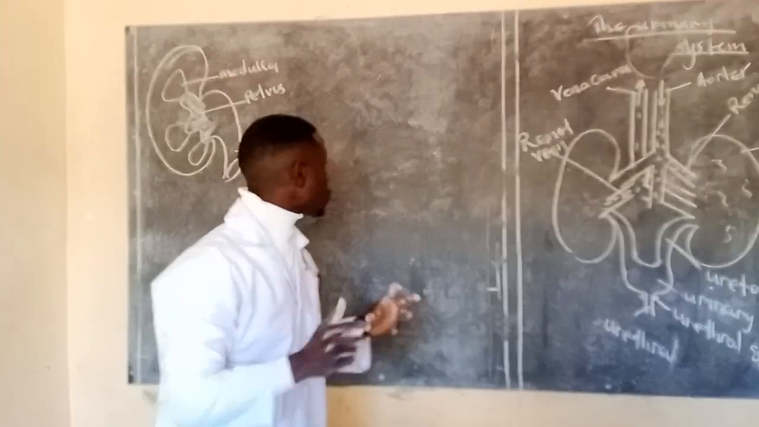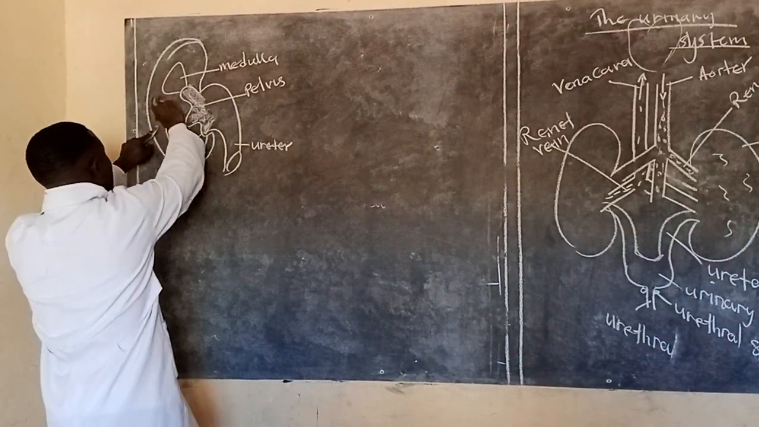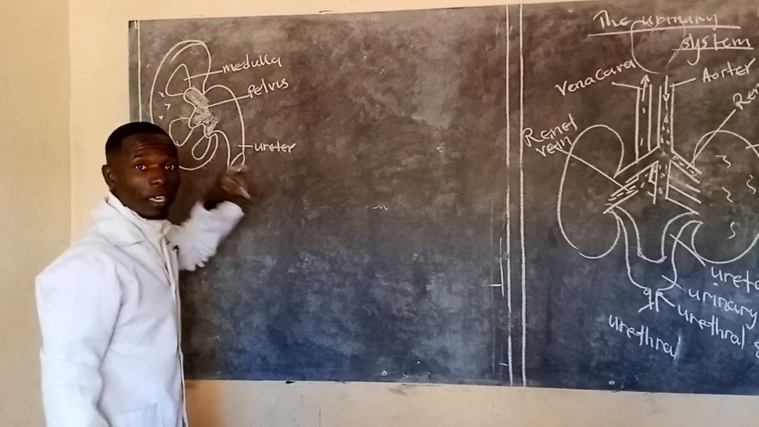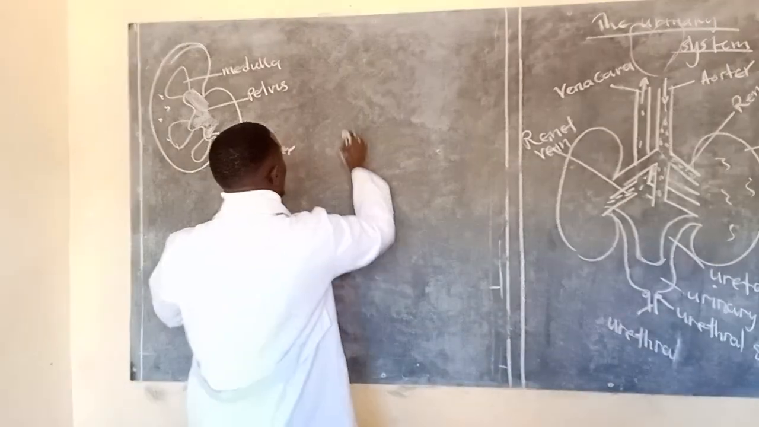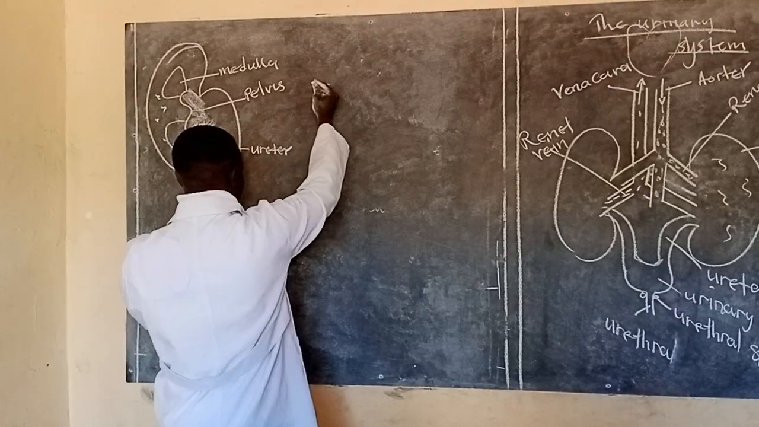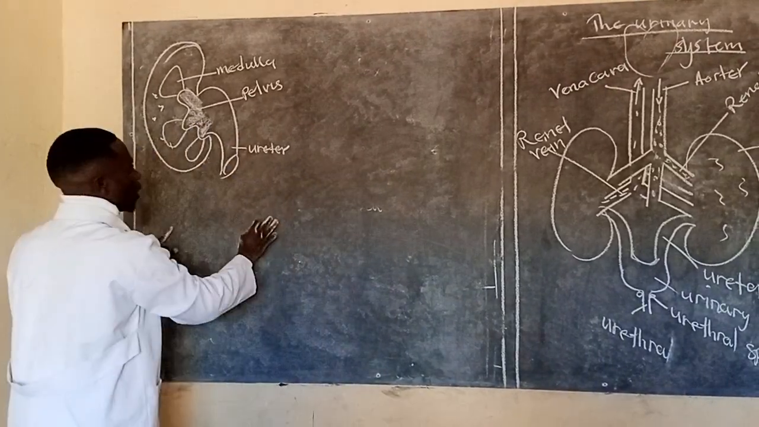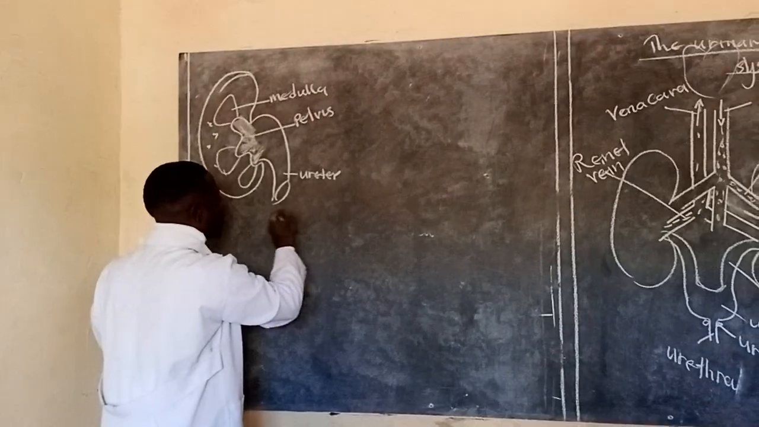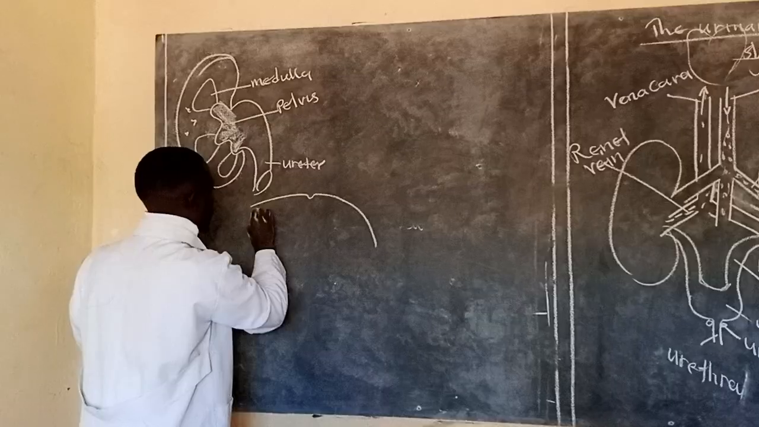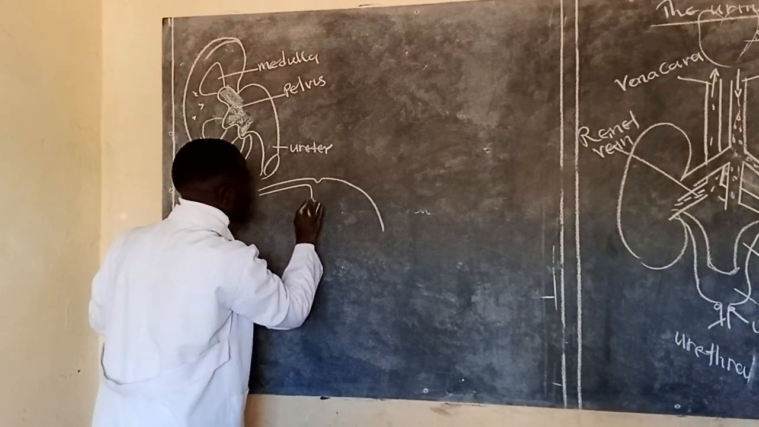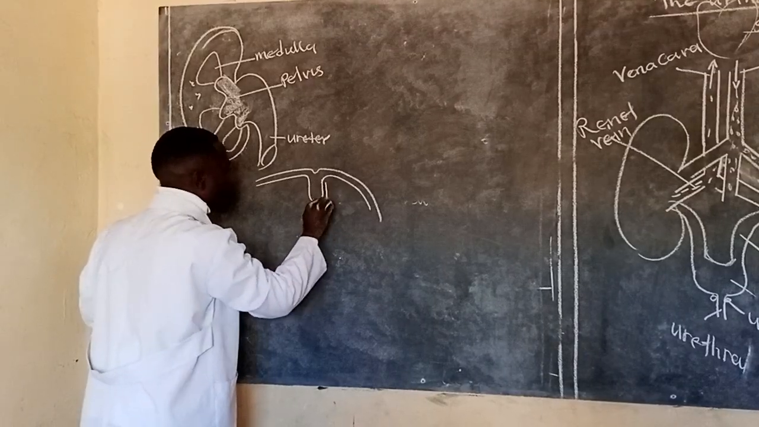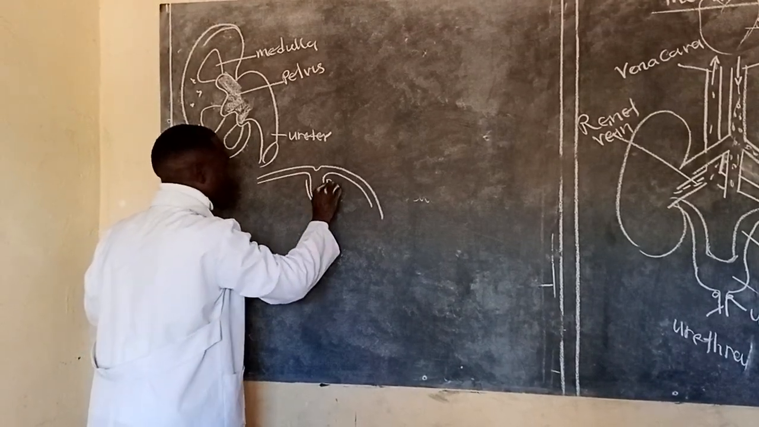Now, inside the kidney there are millions of structures called nephrons. When we get one of them and view it under the microscope, we end up having a structure like this. Look at this. This is the structure that we're going to end up having.